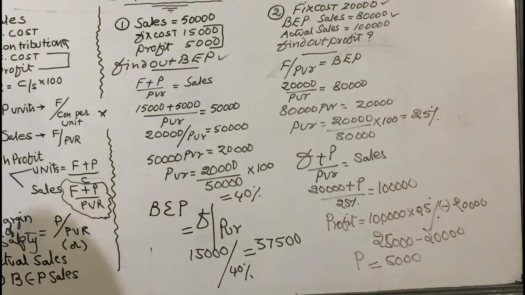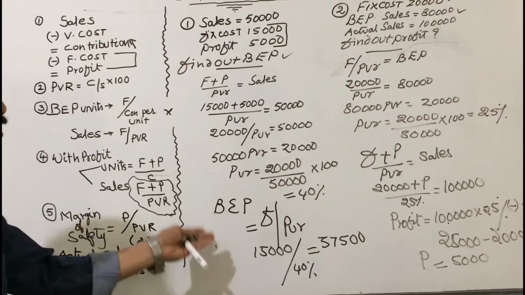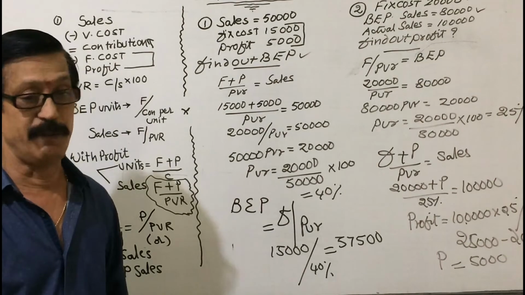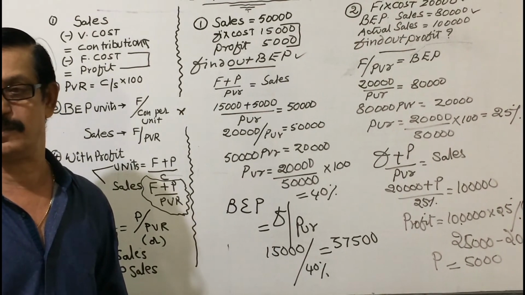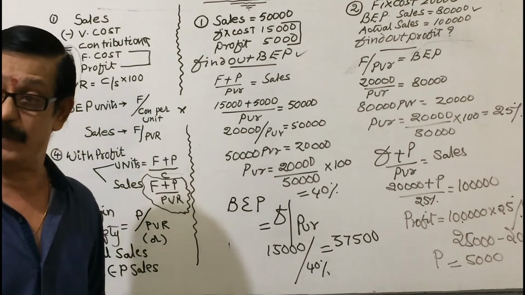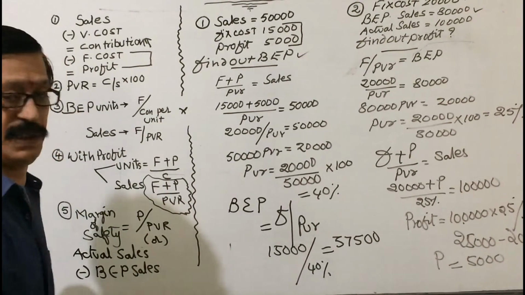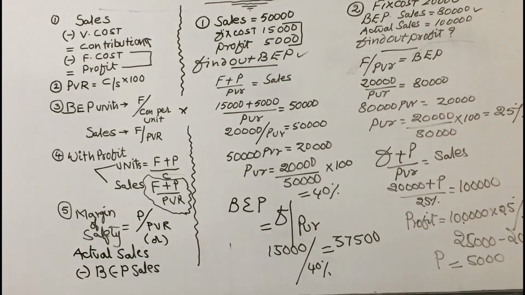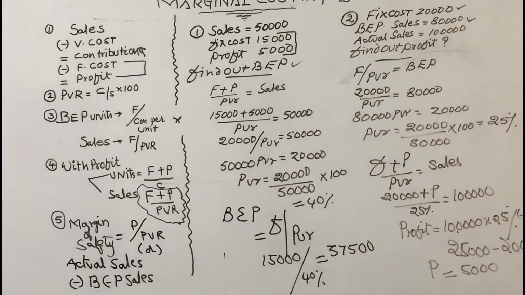Well, dear students, once again what I am telling, you must remember all these formulas. If you know formulas, you can apply them to find out any amount, whether it is BEP sales or PVR or fixed cost or margin of safety, whatever it may be, you can find through the formulas only. Okay, please take down. I will continue.